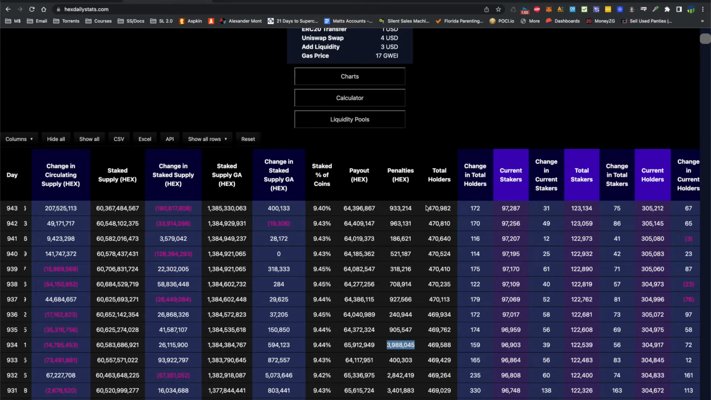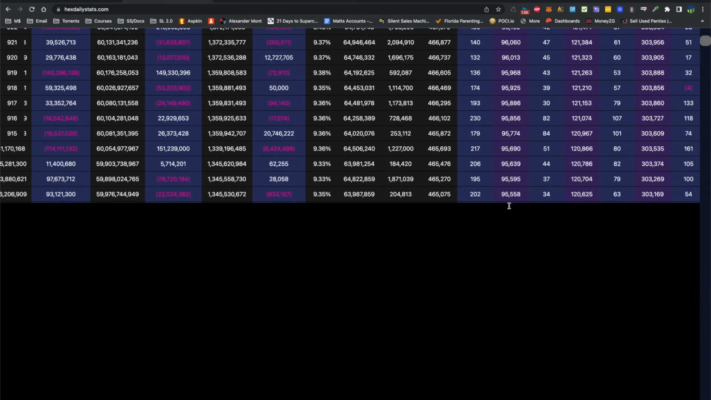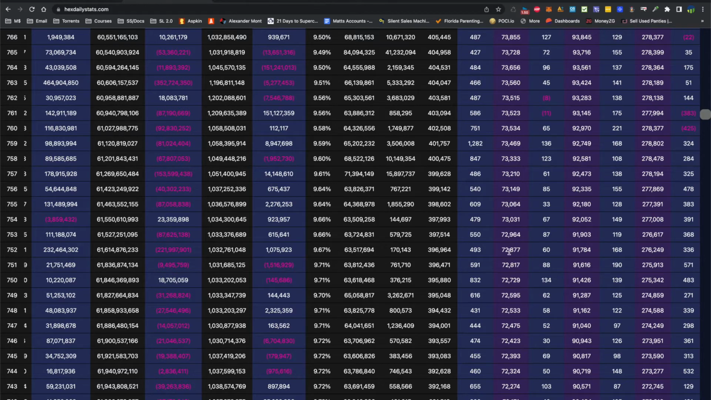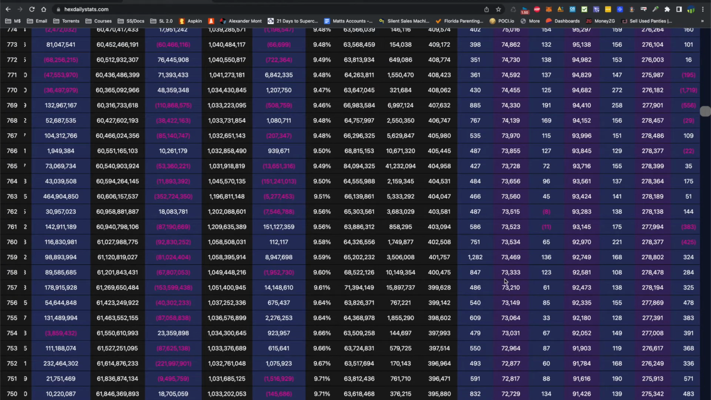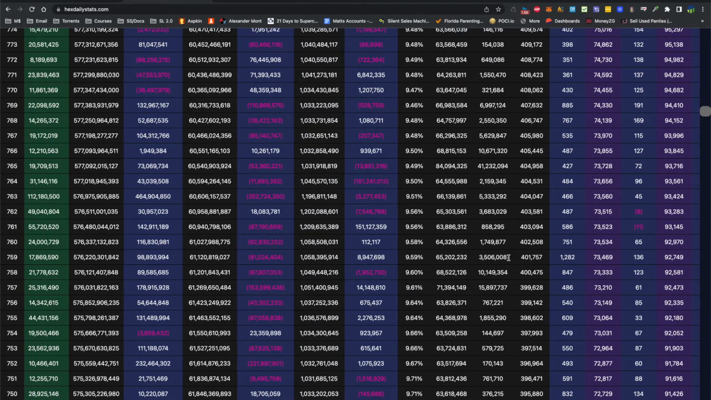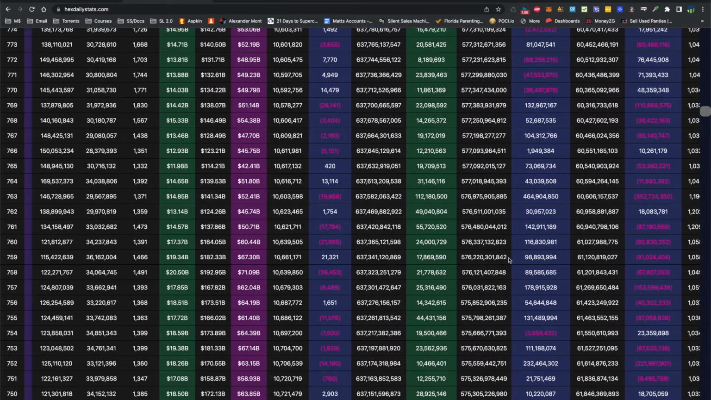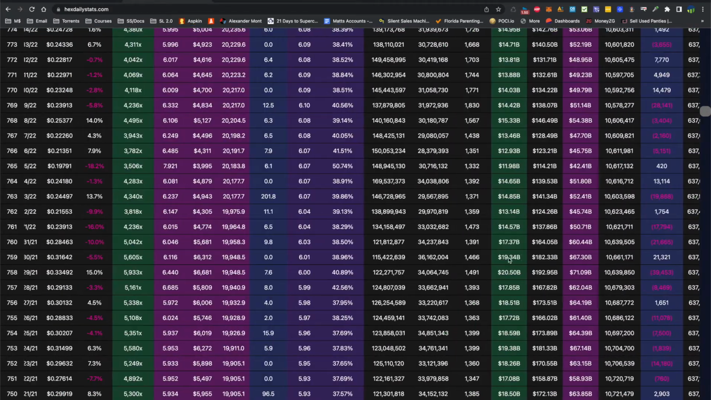total stakers. I'm looking to see which column it is. There's a lot of data here. So if you look here, this is the amount of people that currently stake, and on a daily basis this gets recorded, and you can see that pretty much every day, let's see what the date is, every day that number goes up, which means the community is growing every single day.